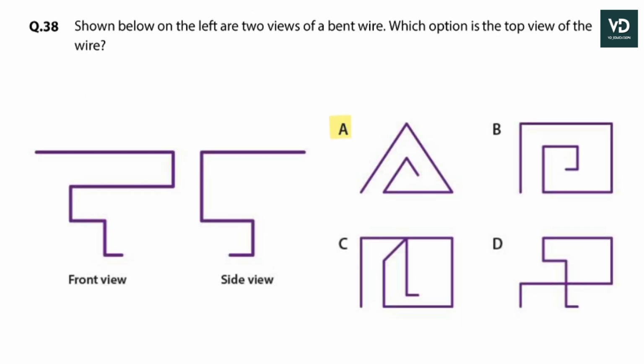Question number 38. Shown below on the left are two views of a bent wire. Which option is the top view of the wire? The correct option is A, because if we see from the top, the resultant view will look like a triangle, and from the front or side view, that will be the same as option A. Okay.